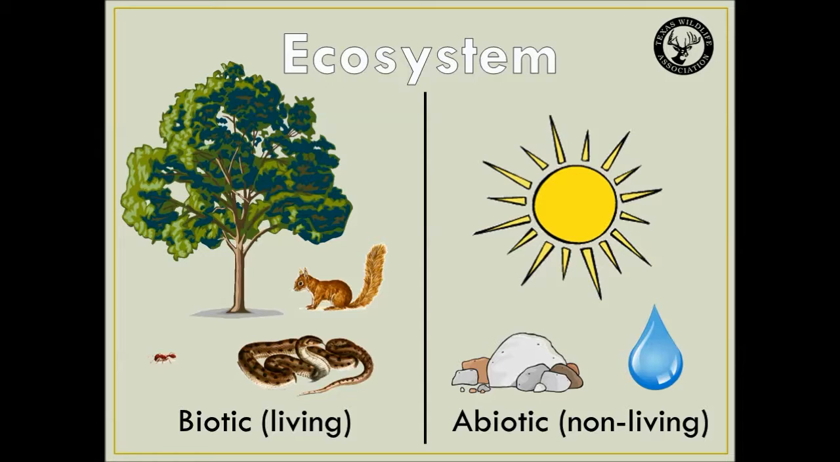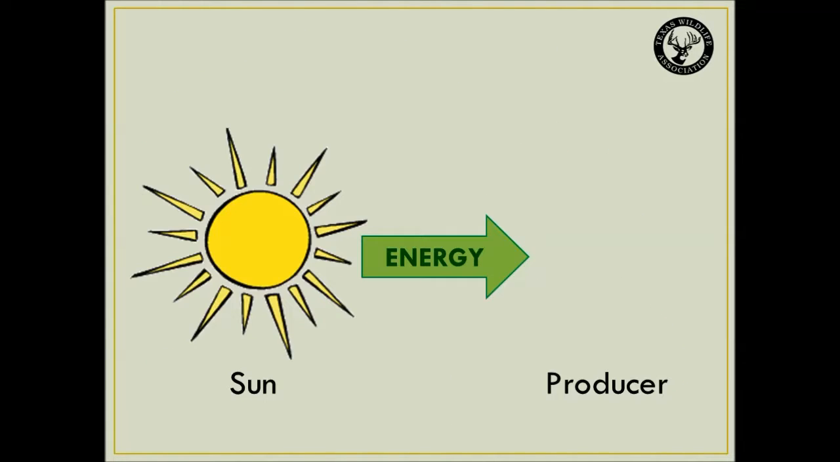The primary source of energy in a food chain comes from one of the abiotic factors, the sun. Write the word sun at the top of the first box on your worksheet, and when you have time, draw a picture of the sun. The sun provides energy to a group of organisms known as producers.